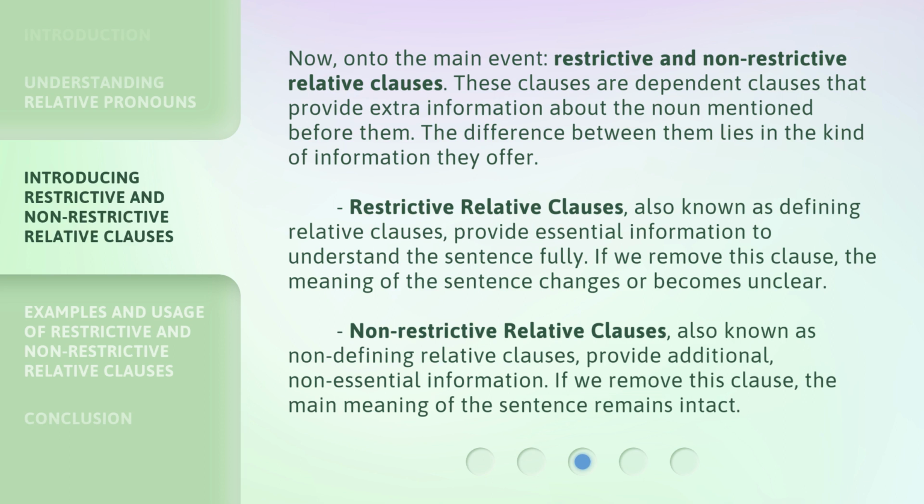Non-restrictive relative clauses, also known as non-defining relative clauses, provide additional, non-essential information. If we remove this clause, the main meaning of the sentence remains intact.